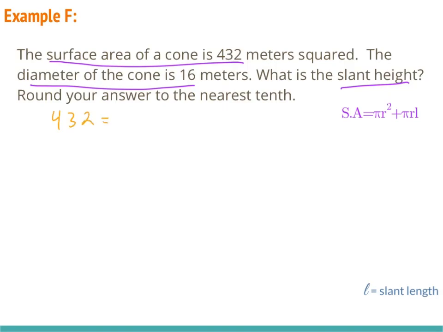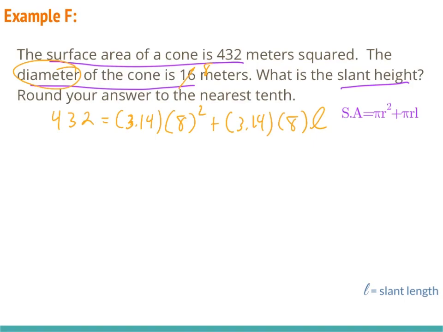It's going to be equal to pi, so our pi is 3.14, times our radius. They didn't give us a radius, but luckily for us, they did give us our diameter. Our diameter is going to be double whatever our radius is, so take our 16 and cut it in half. That's going to give us 8, so our radius is going to be 8 squared plus pi r, so again we've got 3.14 times our radius, which again we just found was 8, but then we don't know our slant length. That's the whole point of this whole thing. So let's go ahead and put an L there since we don't know that.